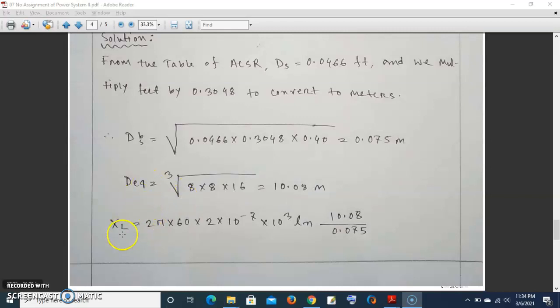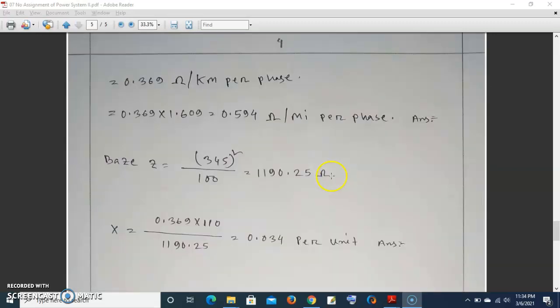And here the reactance XL equal to, we know, 2 pi f L. Here 2 pi into frequency equal to 60 Hz, into L equal to 2 into 10 to the power minus 7 into 10 cube ln of Deq value 10.08 divided by Dsb value 0.075, and we get the result 0.369 ohm per kilometer per phase.